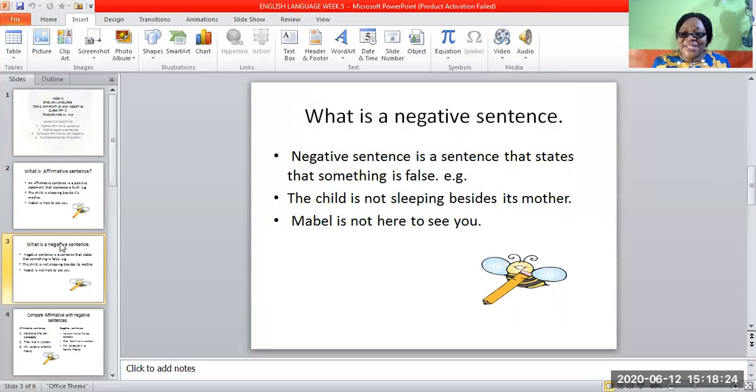I give an example: the child is not sleeping beside its mother. Not, N-O-T, helping to indicate a negative sentence. In the positive sentence, we learned that the child is sleeping beside its mother. But now, in the negative, the child is not sleeping beside its mother. Mabel is not here to see you. Okay? Negative sentence.